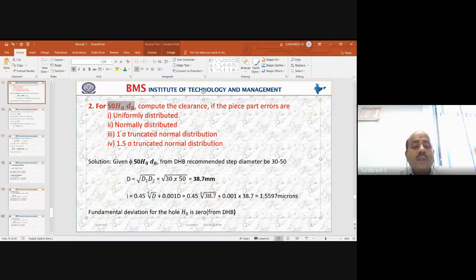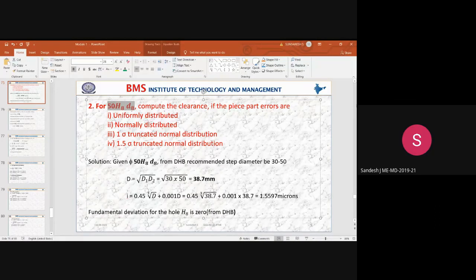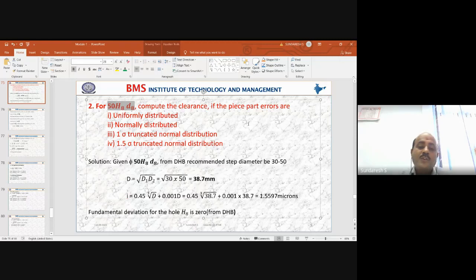Diameter 50 H8 D8. From the data handbook, the recommended step diameter is 30 to 50. If you look at this, you can recall the problems you have solved in your metrology part. Would you be able to get these things? Yes, sir. So 50 lies within the diameter step between 30 and 50.